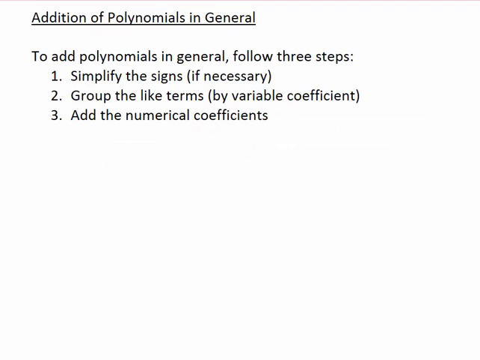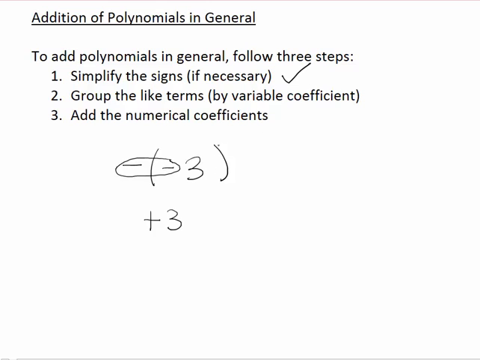The next part of the lesson deals with addition of polynomials in general. If you are given a question that says, add the following polynomials together, these are the steps that you would take. First, you want to simplify the signs if necessary. You're looking for things like this, where we have two signs beside each other. We know we can simplify two negatives to a positive. So that's our first step, just cleaning up the overall polynomial.